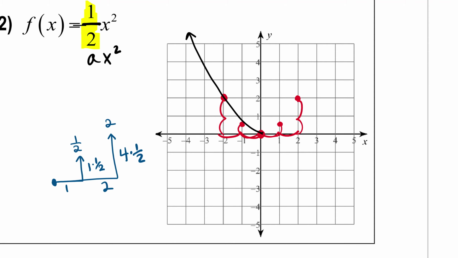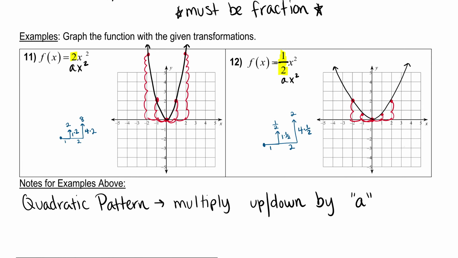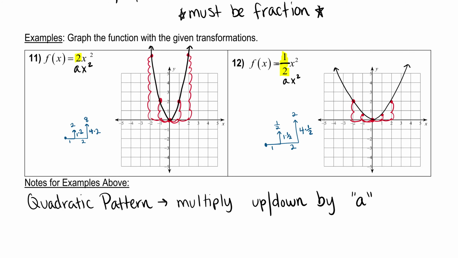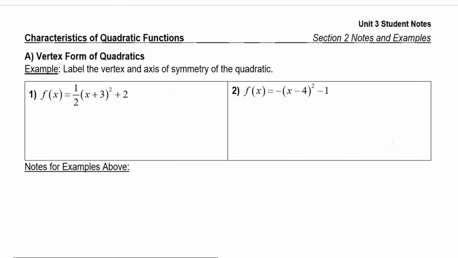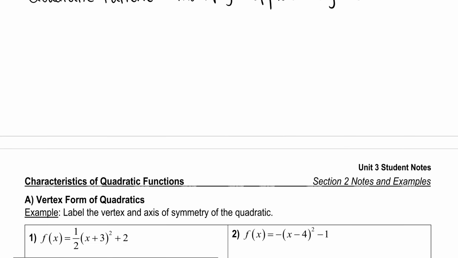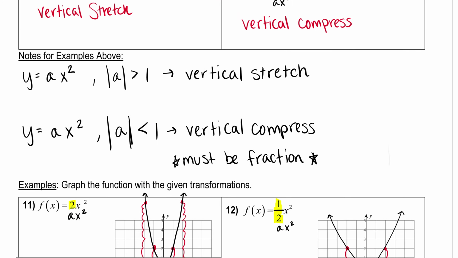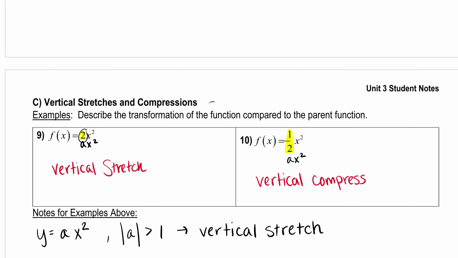Notice this is a much wider U because I'm vertically compressing, or it's pressing down, so it'll be wider. And there's my stretch and compress on a graph. And that's it. Sweet. Thought we had more. So we have translations, reflections, and then stretch and compress, and that's it.